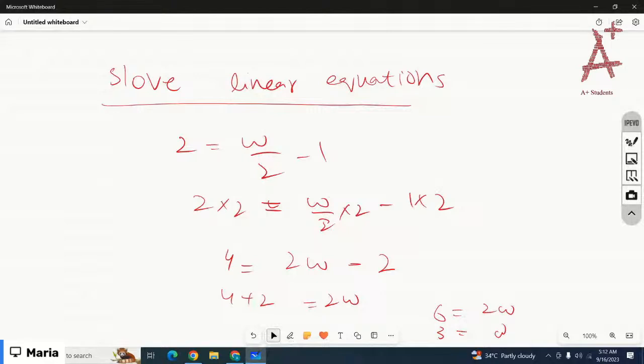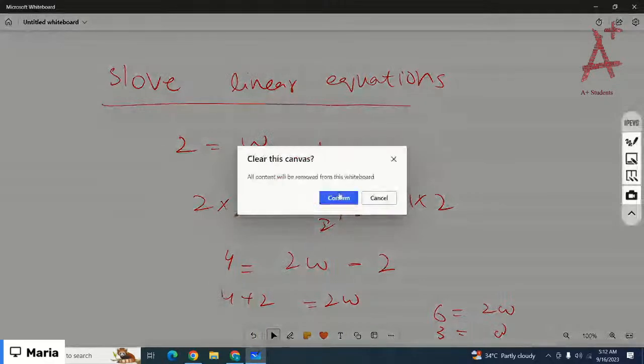Okay, so the next example is 2q minus negative q equals 10. So which is the correct option? How do you solve this equation?